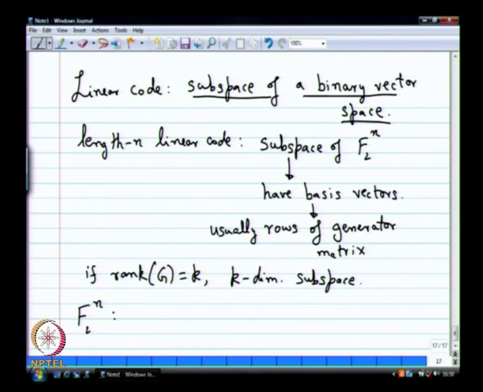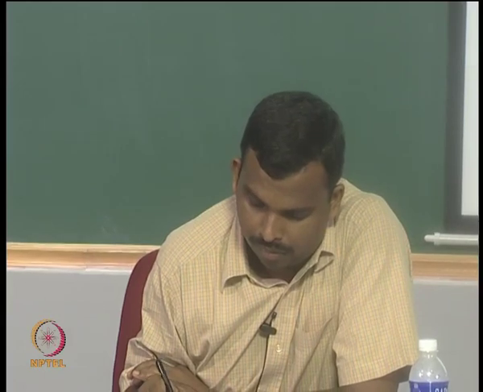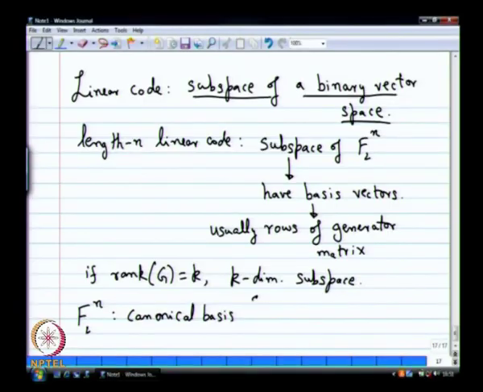You usually take the canonical basis for F_2^n. We will always use this canonical basis. It is basically e_i: 1 followed by a bunch of zeros, then 0, 1 followed by zeros, and finally you will end up with 0, 0, followed by 1. My writing is going very bad when I come to the bottom of the tablet, but hopefully it is clear. So this is a canonical basis for the entire vector space. For the subspace you will have a different basis, which is g1, g2, gk, etcetera.